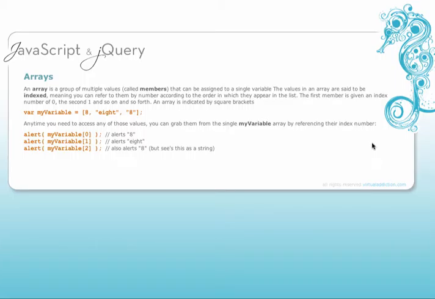An array is a group of multiple values. These are referred to as members that can be assigned to a single variable. The values in an array are said to be indexed, meaning that you can refer to them by number according to the order in which they appear in the list. So you can think of an array as values that are accessed as if they are in a numbered list.